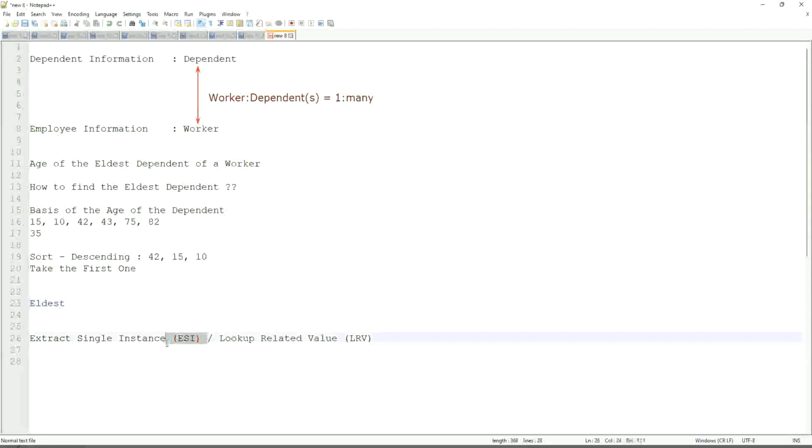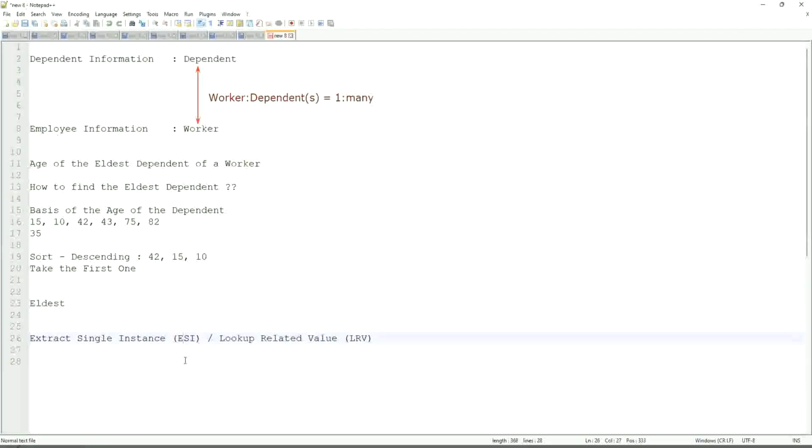We do not only leave it with ESI. Once we extract the ESI, we use it to get some value. That's the LRV. Like here, we are going to get the age of the eldest dependent. The eldest dependent will be returned by the ESI, and the age of that eldest dependent will be an LRV. This will be a very, very common question.